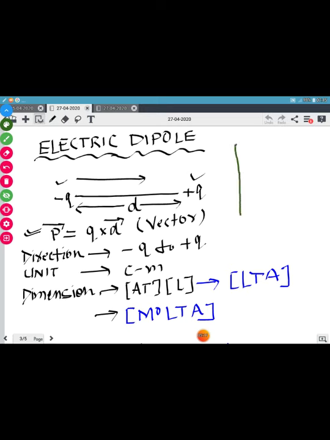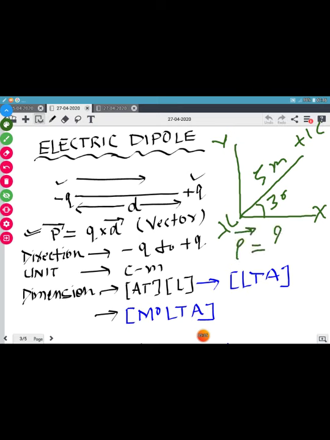Now suppose the electric dipole is represented like this: this is minus 1 coulomb and this is plus 1 coulomb, the separation is 5 meter, and it is making an angle of 30 degree from the x-axis. Then what is P, what is the electric dipole moment? This you have to find out, and you can easily find the value of the electric dipole moment. If you have any problem, then you can ask me. So I leave this question for you to solve.